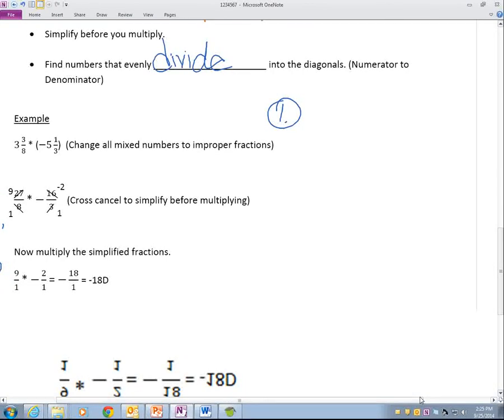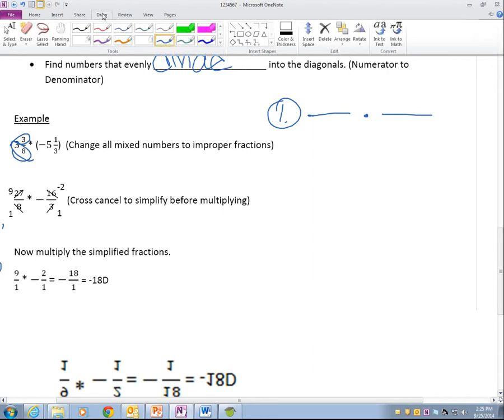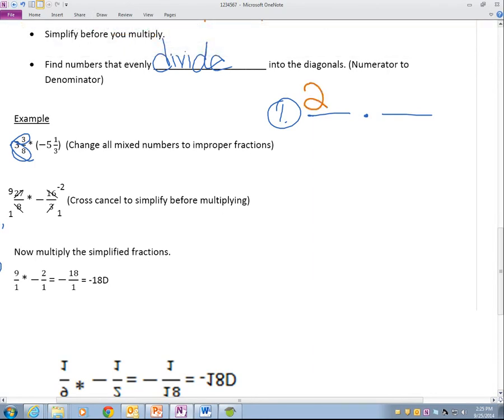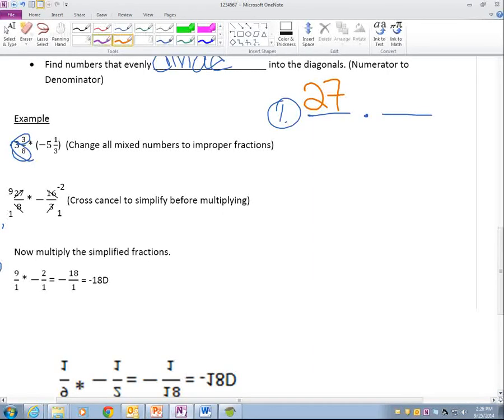We're going to change all mixed numbers into improper fractions. So we're taking this number here. 8 times 3 is 24, plus 3 is 27. We have 27 eighths.